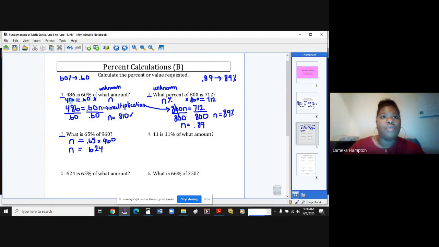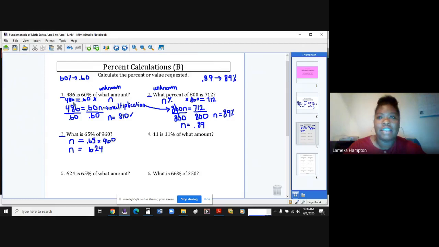The answer has already been given to you. So the answer is already here. So you do not have to find the answer for a problem that's written in this way. You're trying to find the missing piece. Think of it like a missing piece of a puzzle. You have your answer, you have a part of the problem. Now you need to find the other part to make it complete. So that is how you can look at these percent calculations.